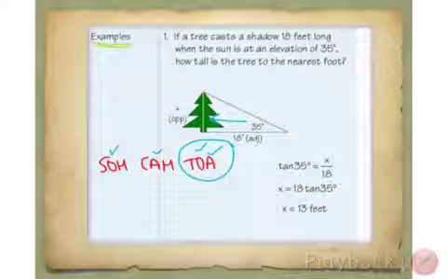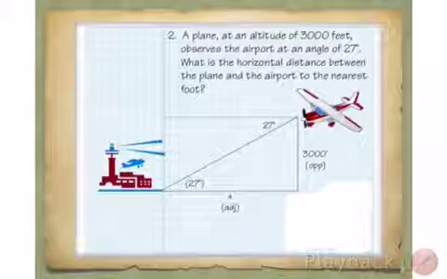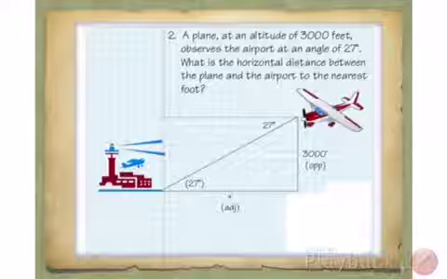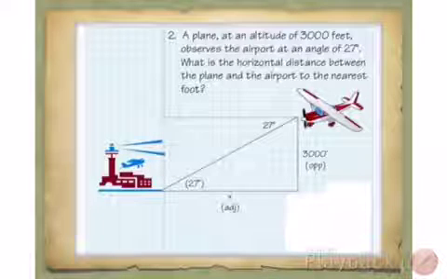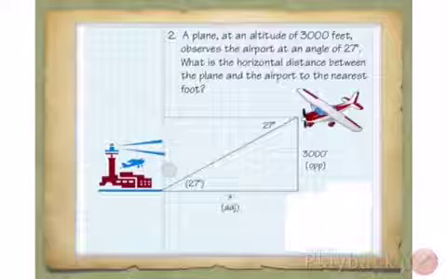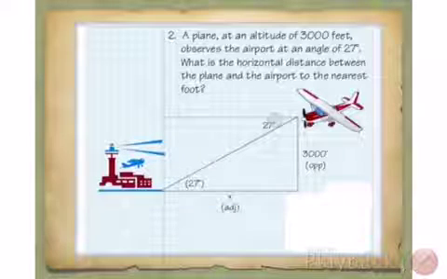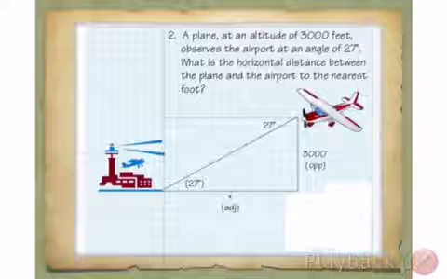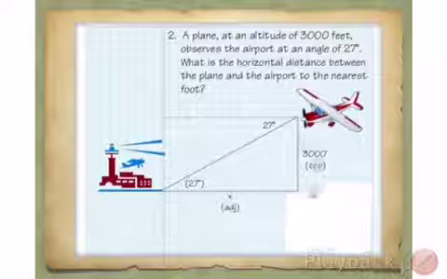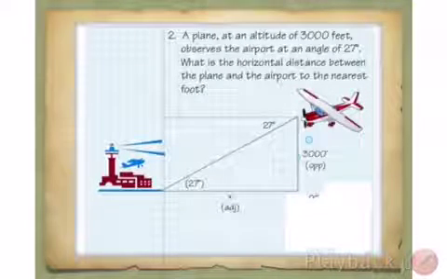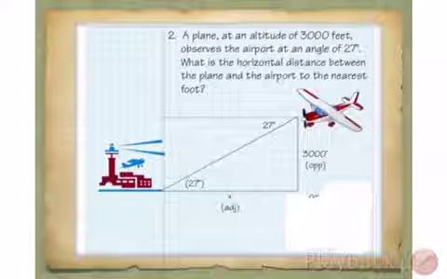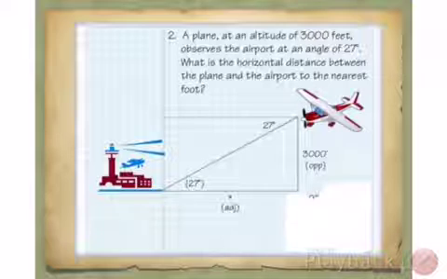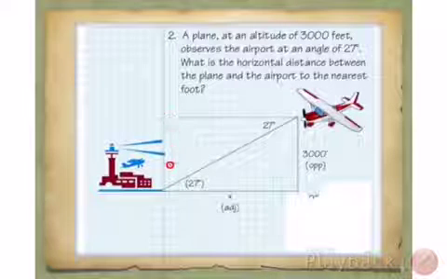Okay. Next example, a plane at an altitude of 3,000 feet observes the airport at an angle of 27 degrees. So the angle of depression, so the plane is looking down, is at 27 degrees. That's at 27 degrees. And it's at a horizontal distance, the plane and the airport, that's what we're trying to find. Okay, so the altitude of the plane is 3,000, so this is what I've given here. And again, my 27, because that's 27, I can see that that's 27, or I could use, if I wanted to, this triangle.